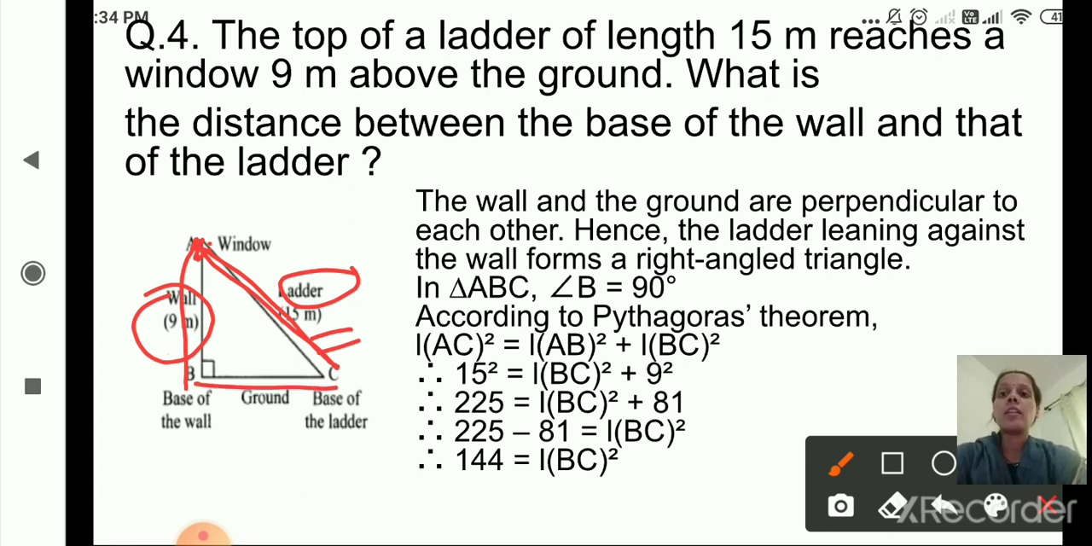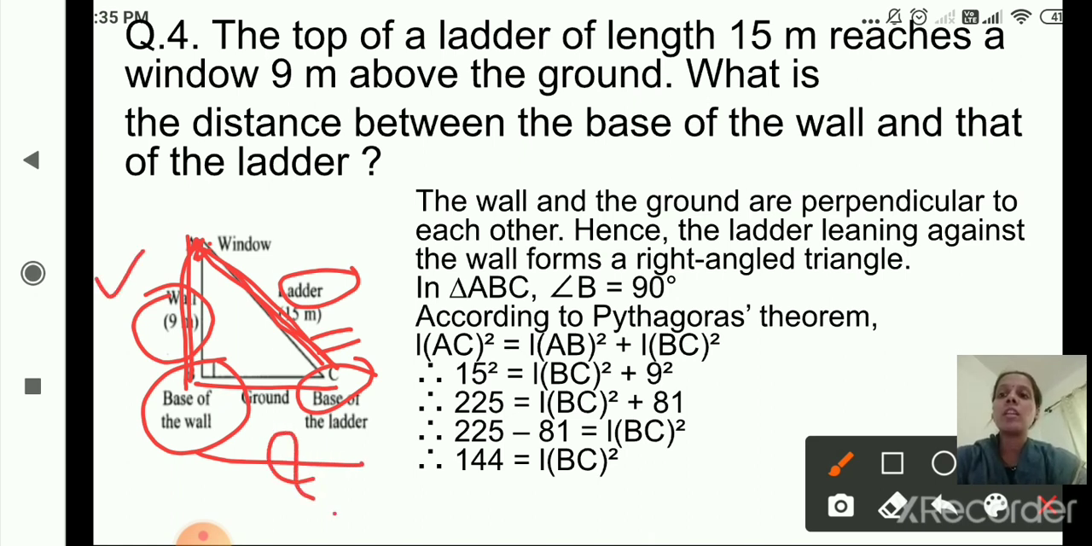Okay. Now what is the distance between the base of the wall and that of the ladder? Now this is wall and this is ladder. So this is base of the ladder and this is base of the wall. So we have to find out this distance, correct? This 9 meter is given and this 15 meter is given. And here we have to find out this distance. And this is a right angle triangle.